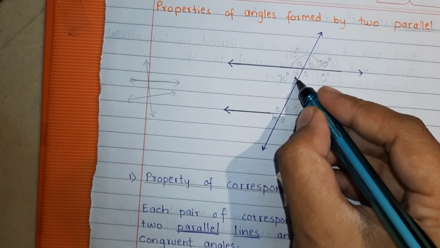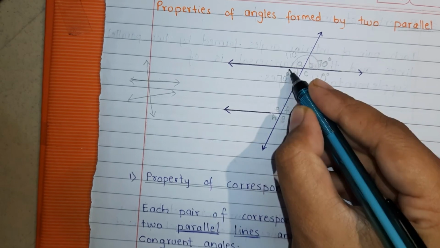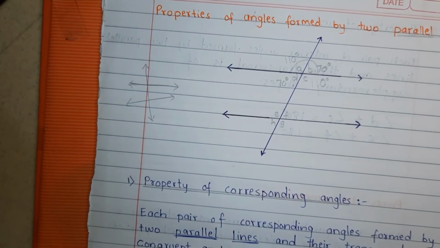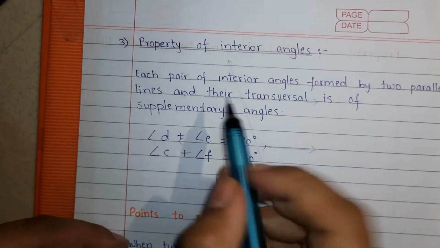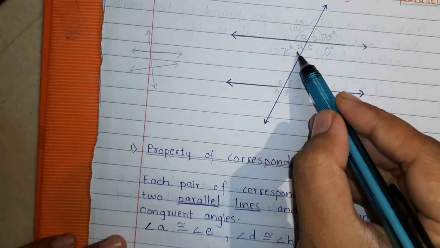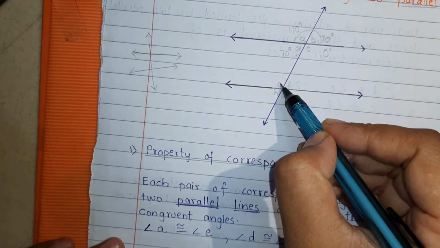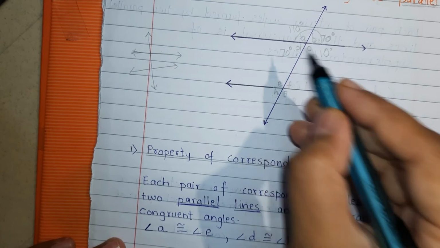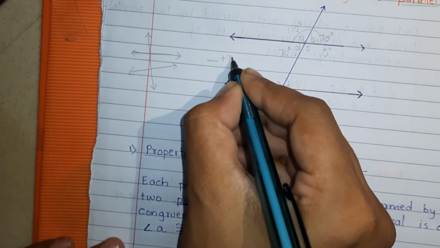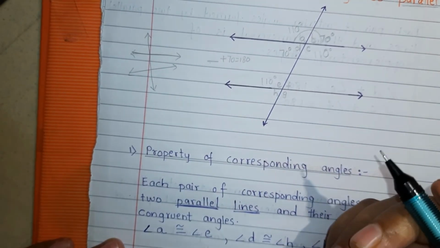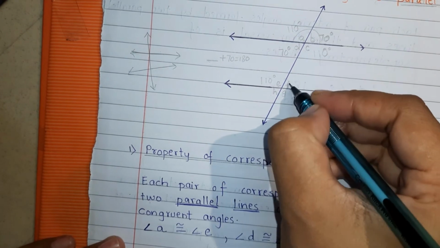Now observe D and E. Just now what we studied? Interior angles are supplementary, means their addition is 180 degrees. So D and E are supplementary. Their addition should be 180. So one angle is 70, so blank plus 70 equal to 180. Which number should come here? 110 degrees. Same logic is for C and F.